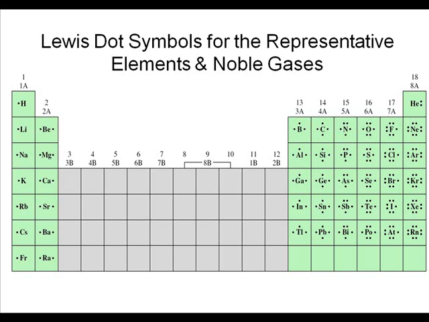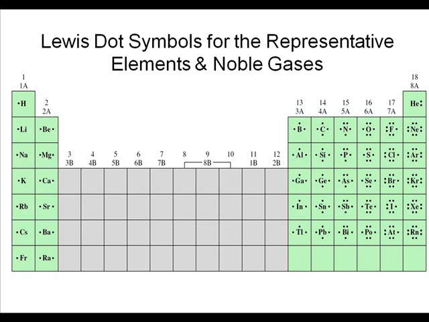It's in the upper left-hand area. Lithium has 1 dot because there's only 1 electron in the outside valence shell. And based upon previous discussions that we've had, sodium, potassium, rubidium, cesium, francium, all of them have 1 valence electron, therefore they all get 1 dot.